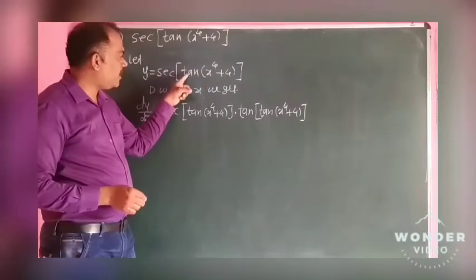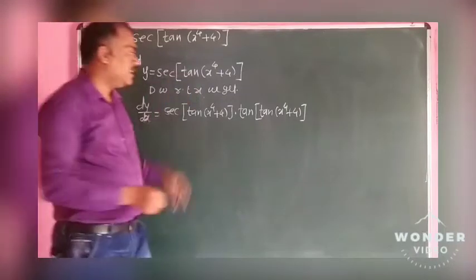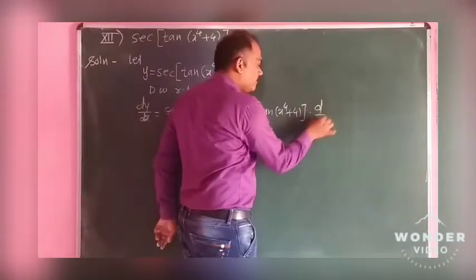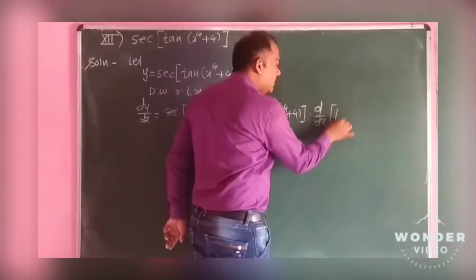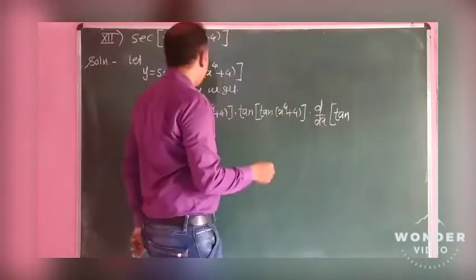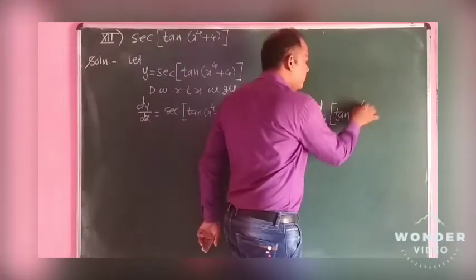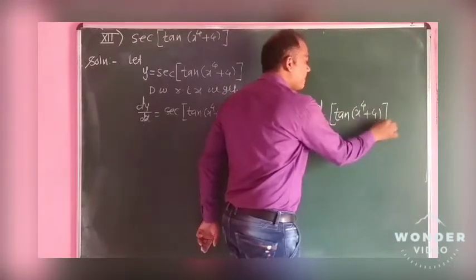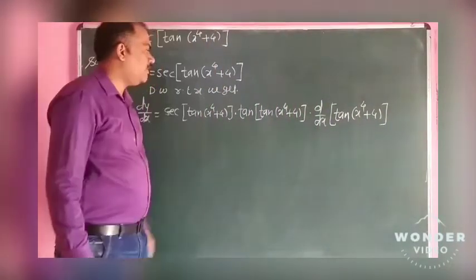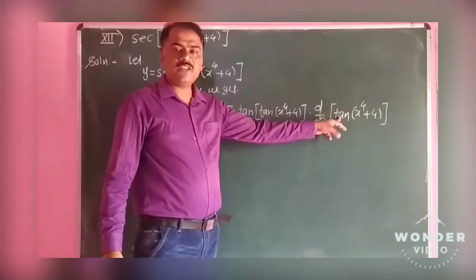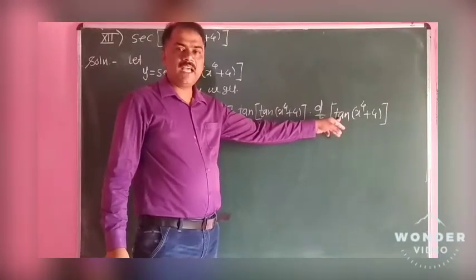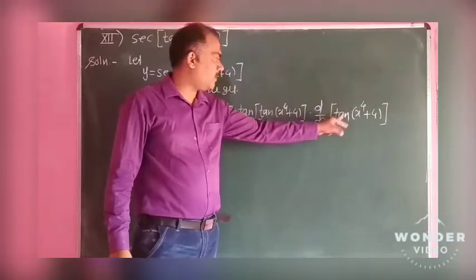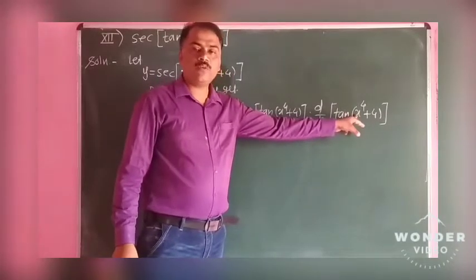After that sec, we have to take the derivative of this tan. That is d dx of tan of, what is the angle of tan? x raised to 4 plus 4. Now what is the derivative of tan theta? Derivative of tan theta is sec square theta. What is the theta? x raised to 4 plus 4.